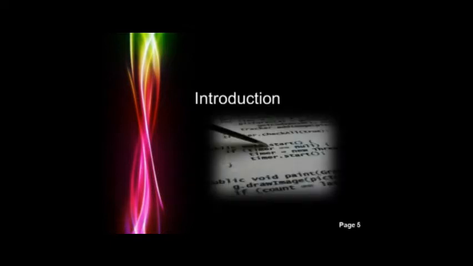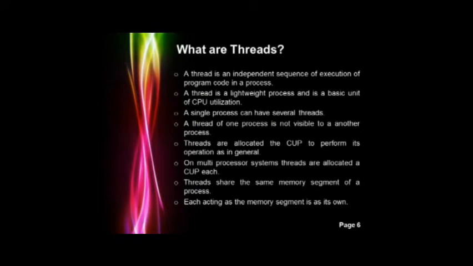Introduction. What are threads? A thread is an independent sequence of execution of program code in a process. Or in other words, a thread is an independent sequence or a section of code which executes a part of the program individually. Also, a thread can be assigned to execute a program divided into subsections.